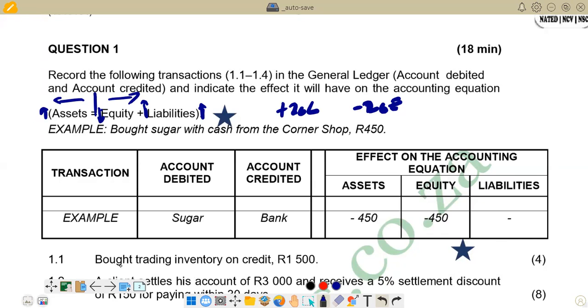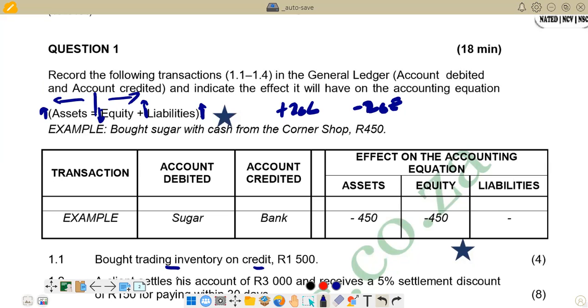If you look at 1.1, it is saying bought trading inventory on credit. The first thing that we have to do is to identify the two accounts that are being affected there. We have trading inventory being affected, and we see that this purchase was done on credit. If it's done on credit, it means we are going to open the creditors account or the trade payables account. So the two accounts are inventory and trade payables. And we want to see which one is going to be debited and which one is going to be credited.